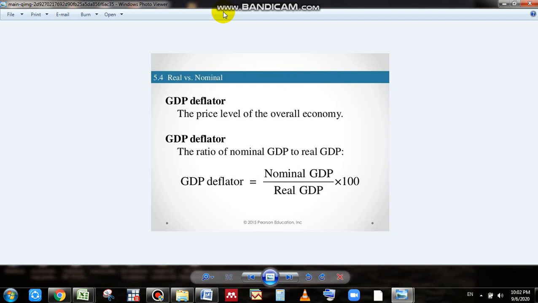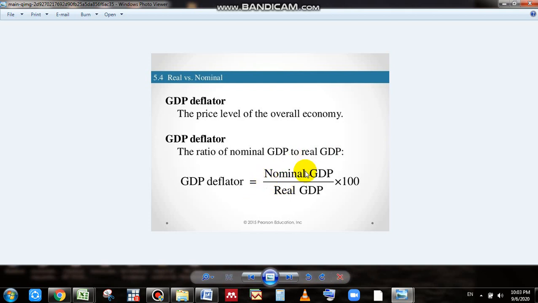Hello friends, today we will discuss the GDP deflator. Now let us understand what actually the GDP deflator is. As we can see on the screen, it is the price level of the overall economy, and it is calculated by dividing the nominal GDP by the real GDP.